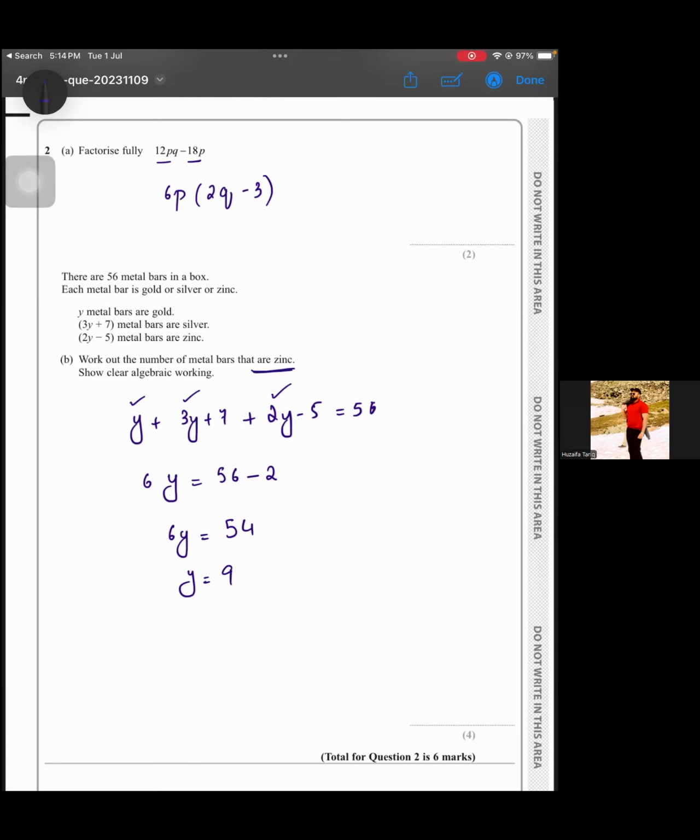So that means you have to substitute the value of y in this zinc equation. So it will be 2 times 9 minus 5, which is 18 minus 5, which equals 13. So 13 is your final answer.